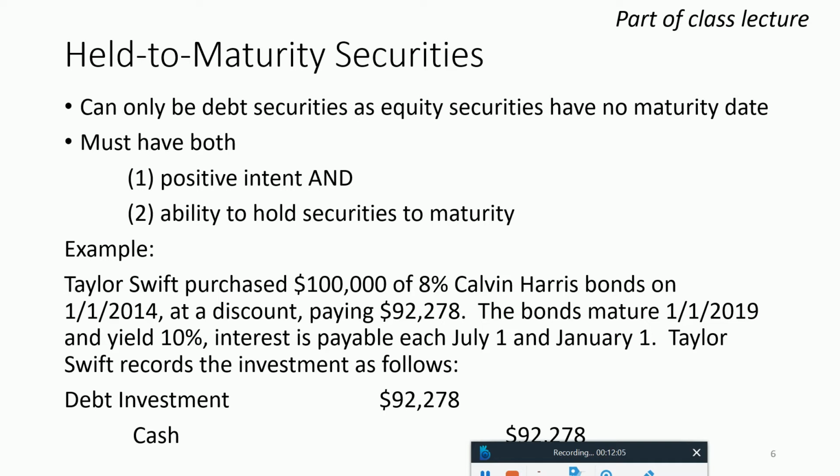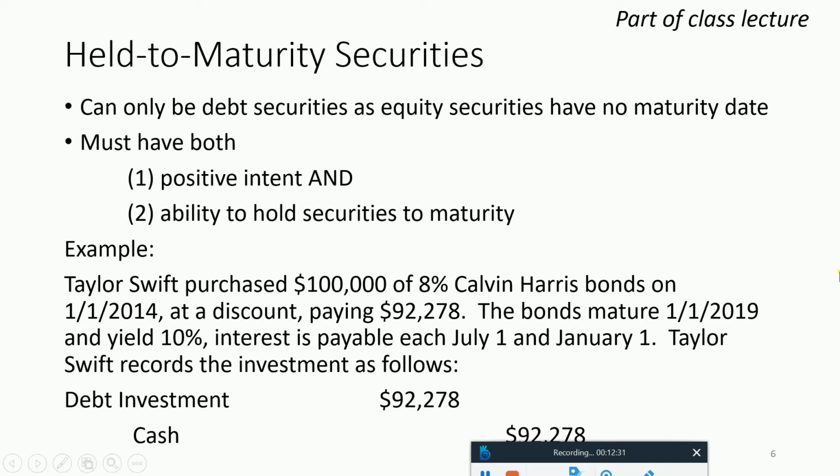In order to be classified as held to maturity, you have to have both the positive intent and the ability to hold the securities to maturity. Positive intent means it's management's plan or strategy to hold on to them, and ability is that there is no other need for that cash during the period of time that this debt security is supposed to be outstanding for.